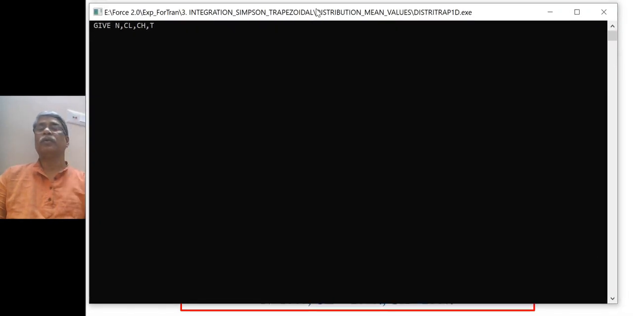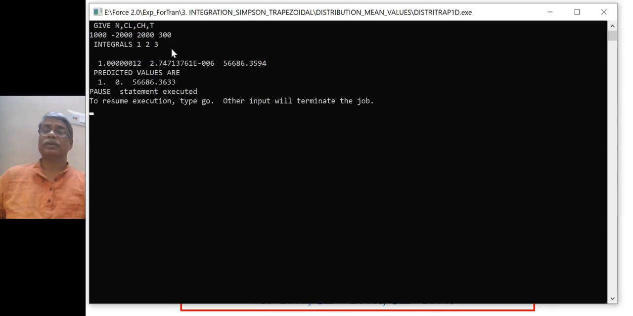So it is asking for n. As I have told, I will give 1000, and then minus 2000, the lower limit, which is minus infinity actually to the computer. In this problem, 2000 is the plus infinity, and we are interested in a particular temperature, say 300 Kelvin. So let us see what the results are. Here we have no output file. All the results are being visible on the screen. So the predicted values are integrals 1, 2, 3.